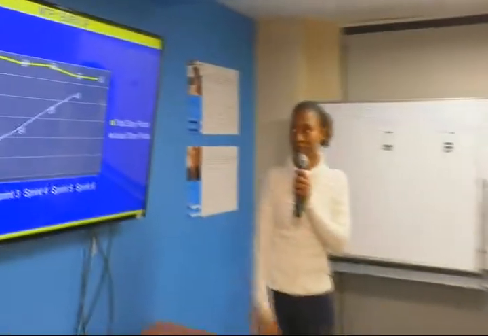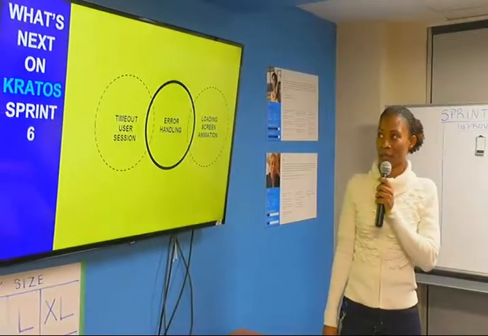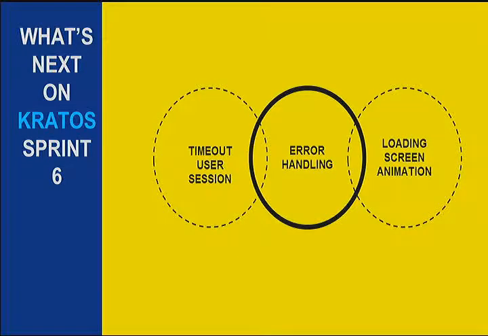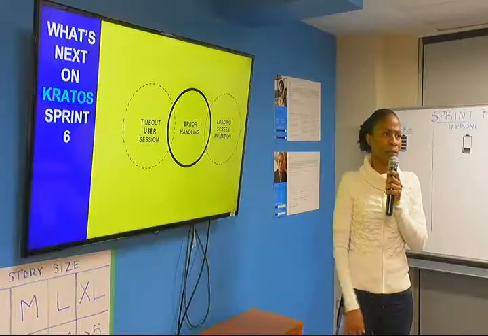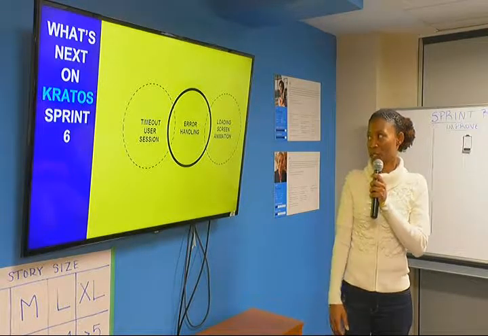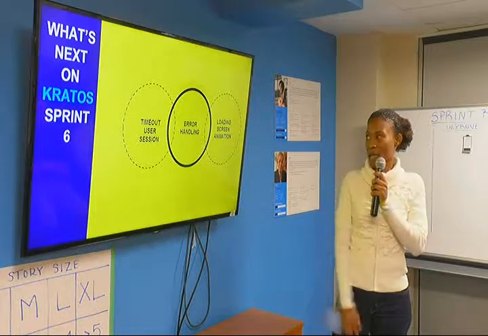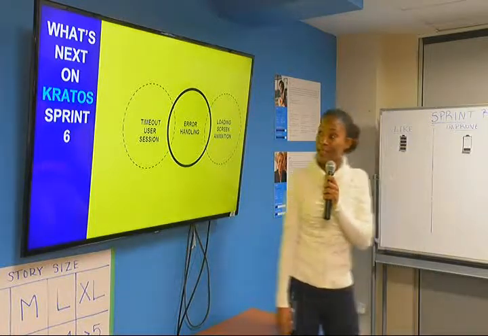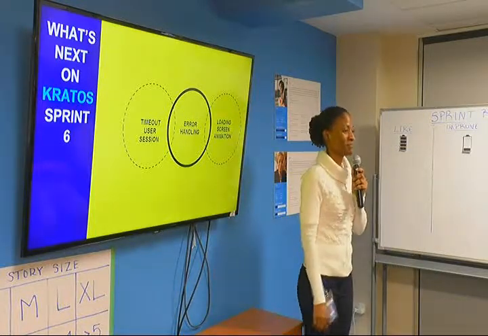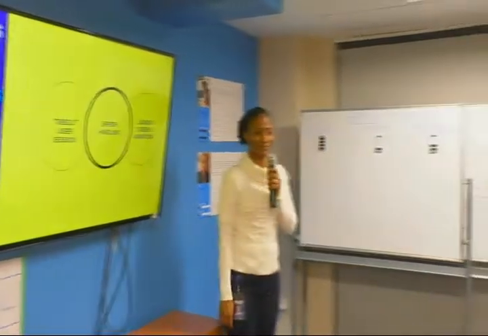And for sprint 6, we'll be doing the timeout user session. We'll be doing error handling. Error handling is, for example, if the server goes down, if you have no internet, messages like those, and the loading screen animation. And that's it. Any questions? Yeah, sure.